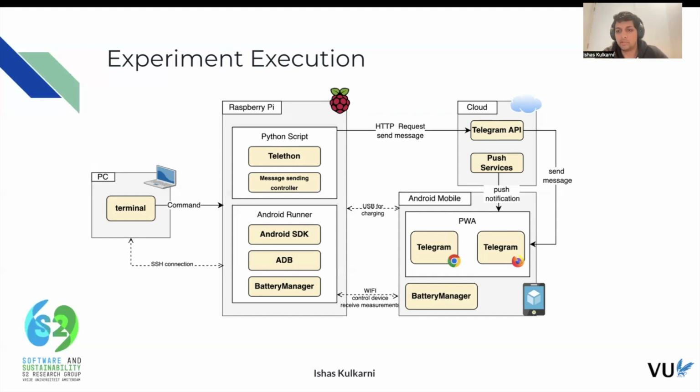Android Runner is basically a tool for automatically executing measurement-based experiments on native and web apps running on Android devices. Within Android Runner, we use the battery manager profiler to measure the energy consumption of the Telegram web application accurately. Furthermore, we have written a Python script which is executed on the Raspberry Pi. What this script does is make use of the Telethon library of Python to send messages to the Telegram web app. Telethon is basically an open source Python library to interact with the Telegram API.